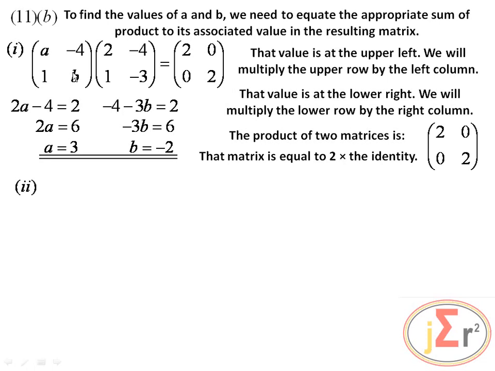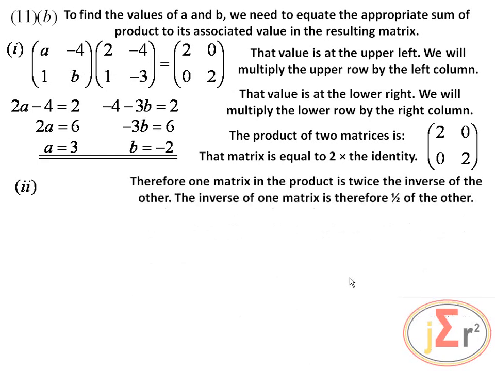So a matrix times the inverse gives the identity. But in this case, we have 2 times the identity. Therefore, one of the matrices is 2 times the inverse of the other. So if we have this one, then this matrix is 2 times the inverse of this. Therefore, to find the inverse of this one, we will have to divide this by 2. The inverse of one matrix is therefore a half of the other. So in order to write down the inverse of this one, we will take half of this matrix, because this matrix is twice the inverse of this.